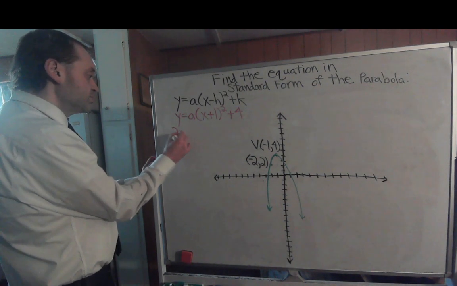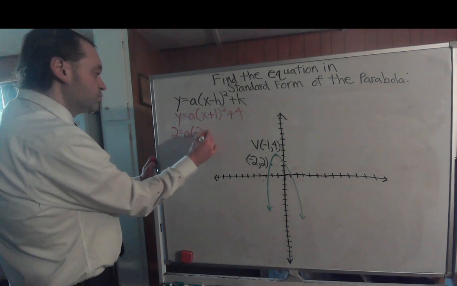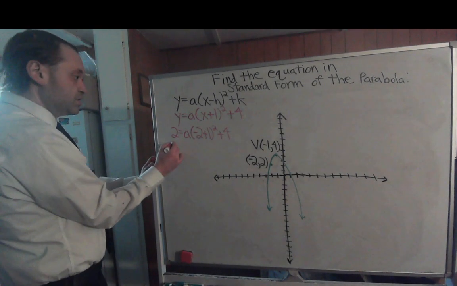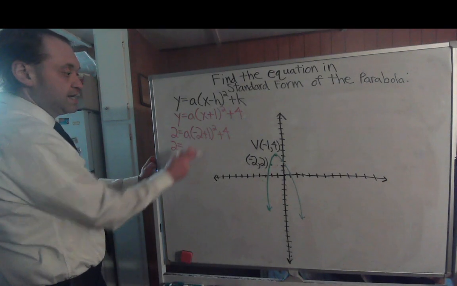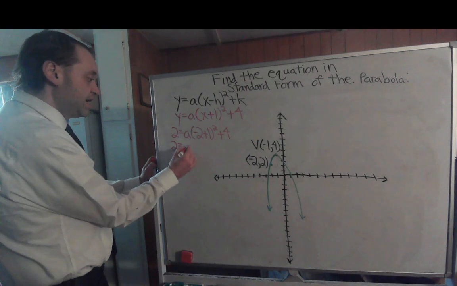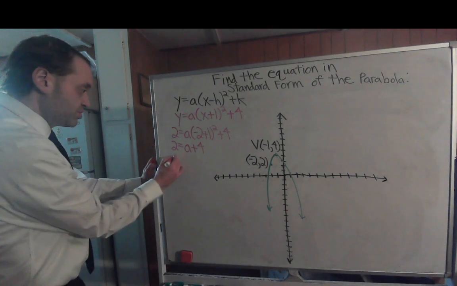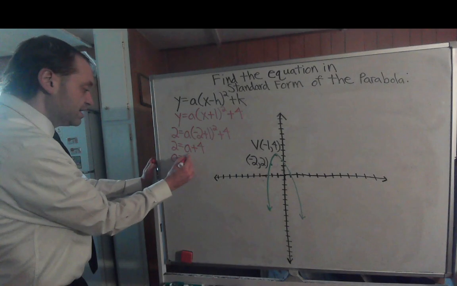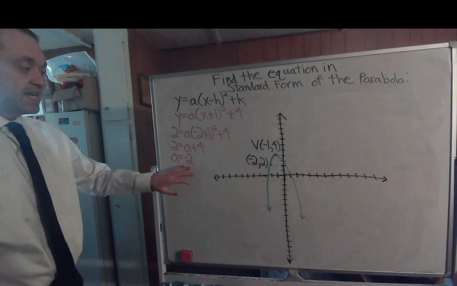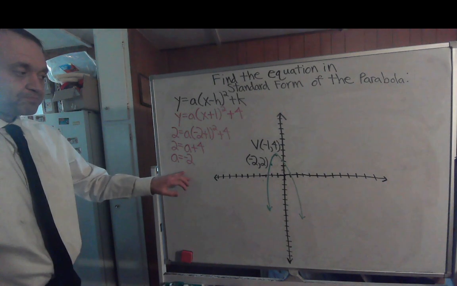So substitute those in and you can solve for a. So 2 equals a times the quantity of -2 plus 1, that quantity squared, plus 4. Then you'll have 2 equals, okay, -2 plus 1 is what? -1, that quantity squared is 1. You'll end up having 2 equals a plus 4, which would give you a being equal to -2. So your coefficient, your scale factor, is -2.